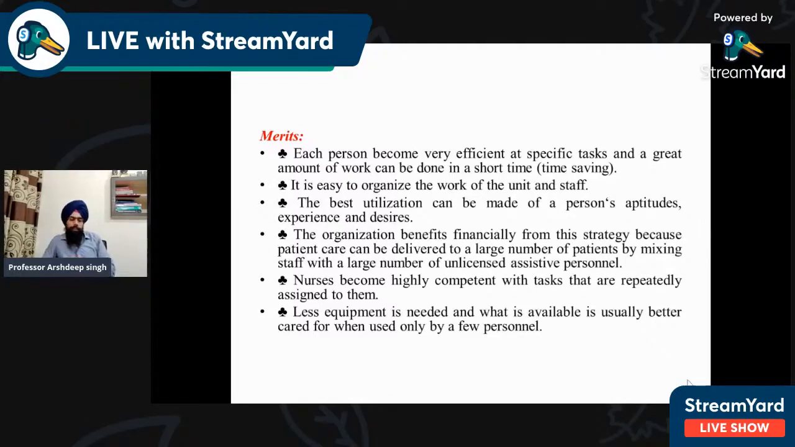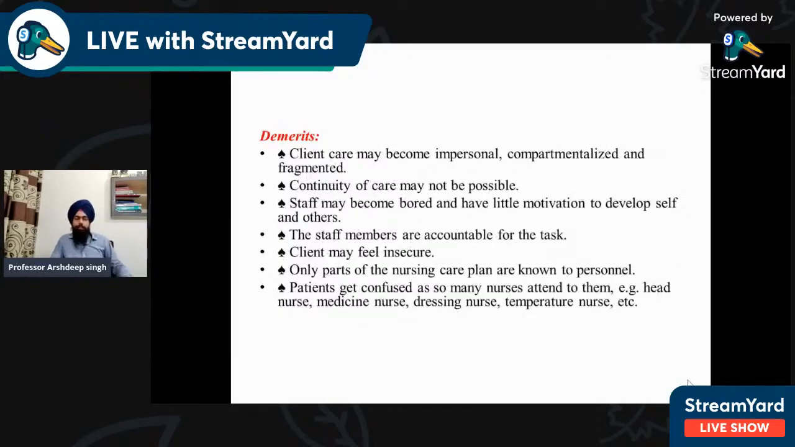Next, nurses become highly competent with tasks that are repeatedly assigned to them. They have to do only limited functions, so they can become skilled in that. Next, less equipment is needed, and what is available is usually better cared for when not used by only a few. So less equipment is required for the providers of care.